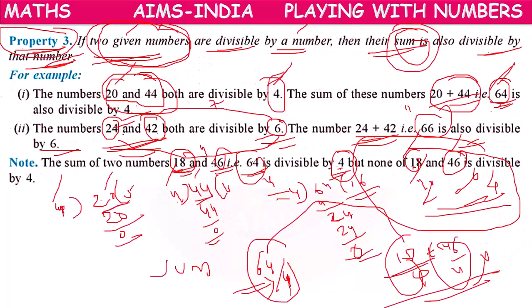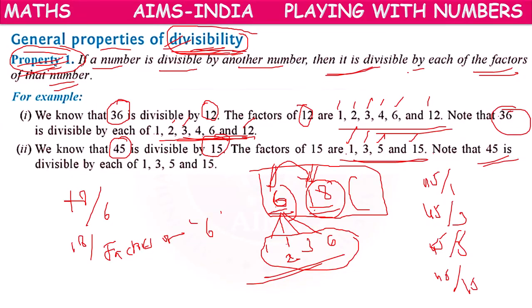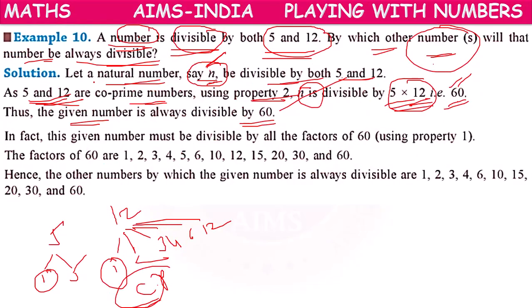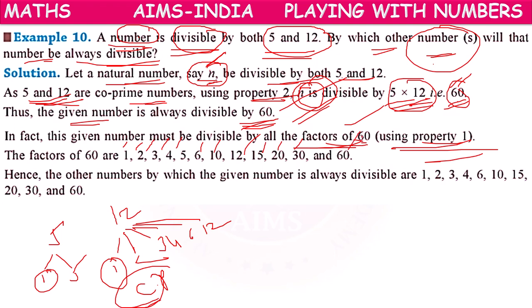But we have one more property. According to property 1, if a number is divisible by another number, then it is divisible by all the factors of that number. What does it mean? If n is divisible by 60, n is also divisible by all the factors of 60, using property 1. So what are the factors of 60 here? 1, 2, 3, 4, 5, 6, 10, 12, 15, 20, 30, 60. These are all the factors of 60.